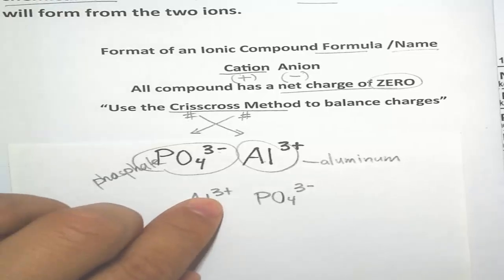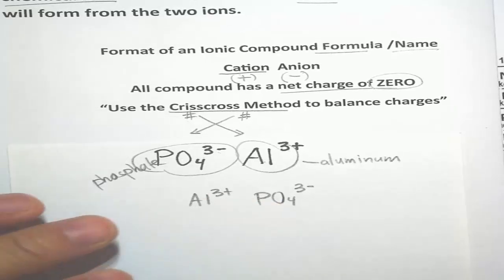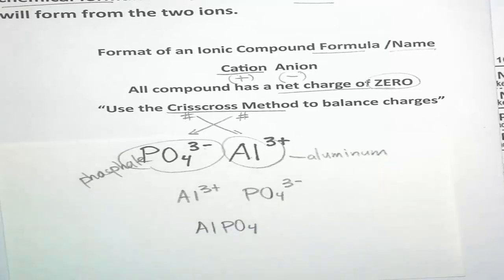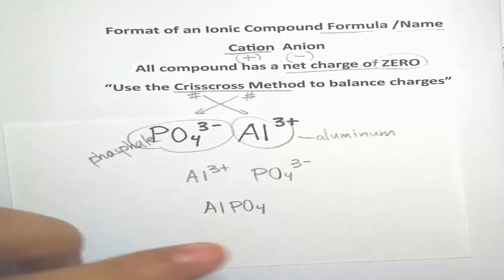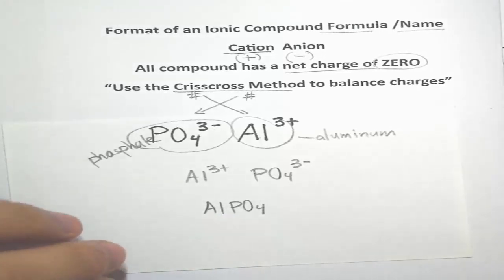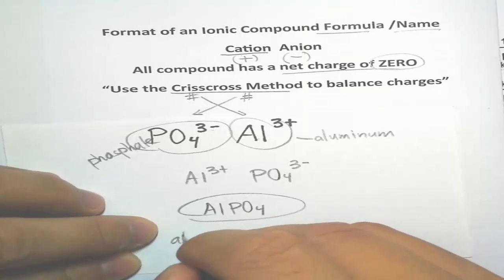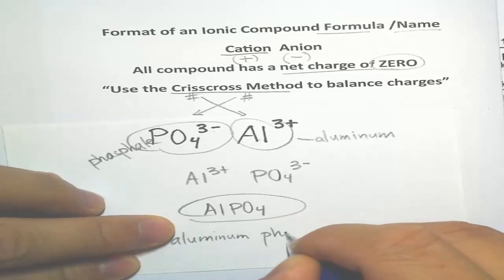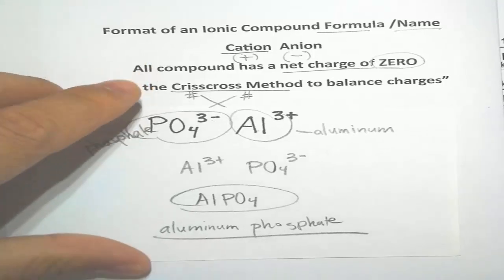And notice how we have 3 plus and 3 minus. Look at that, they cancel each other out already. So we have 1 aluminum and 1 phosphate. So we just put aluminum, PO4, and we're done. We don't have to use parentheses to group the polyatomic ions together because it's just 1. And this is the chemical formula. And what's the name? Aluminum, followed by phosphate. Isn't that easy?